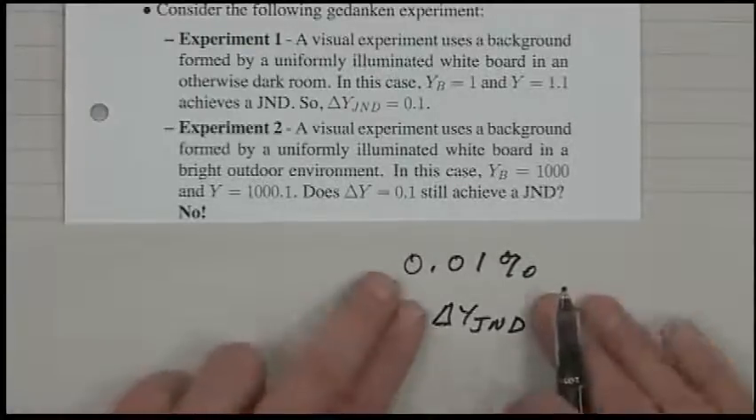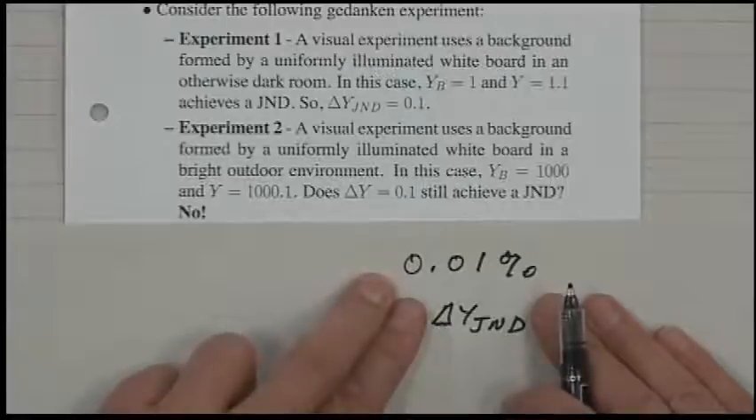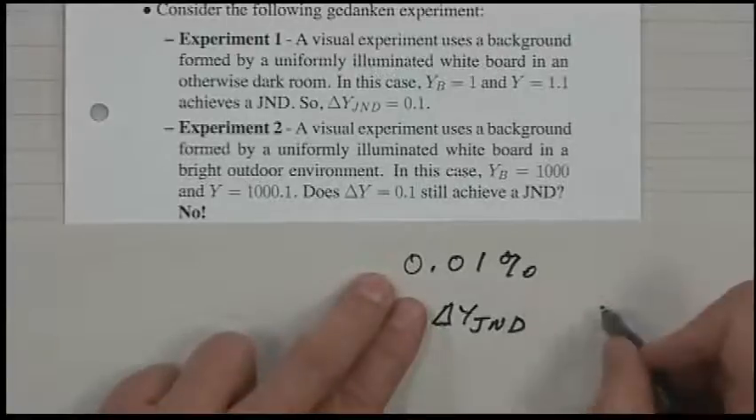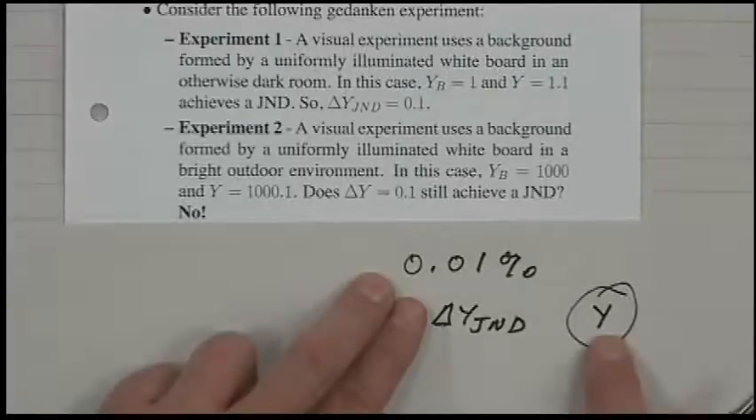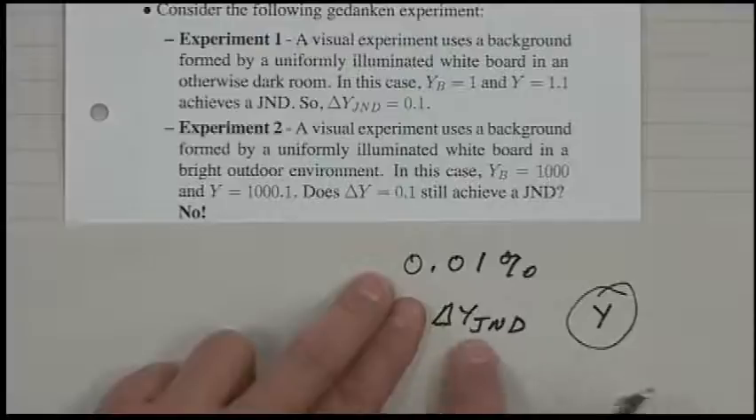So the question you ask yourself is, is this going to vary based upon the background value of Y? And the answer is yes, because when this was 1,000 times larger, you would certainly expect the value of delta Y JND to become larger. So the question you have to ask yourself is, what is this value going to be a function of? What is it going to depend on? Is it going to depend on the person? Hopefully it won't depend on the person.